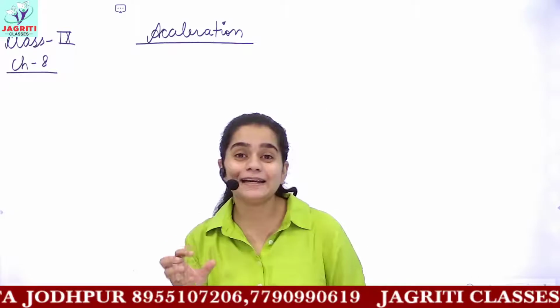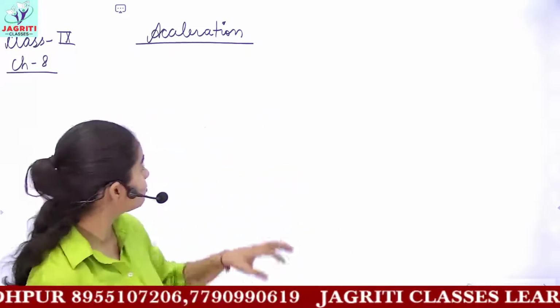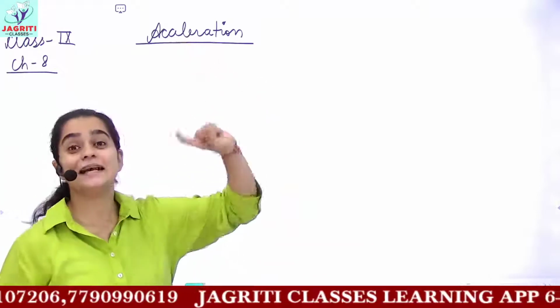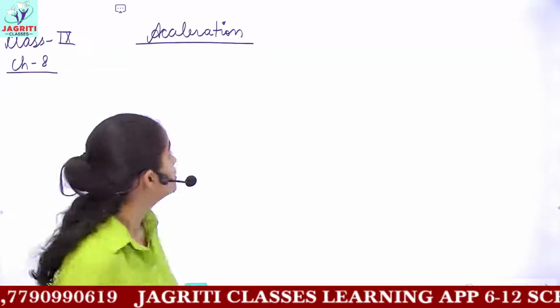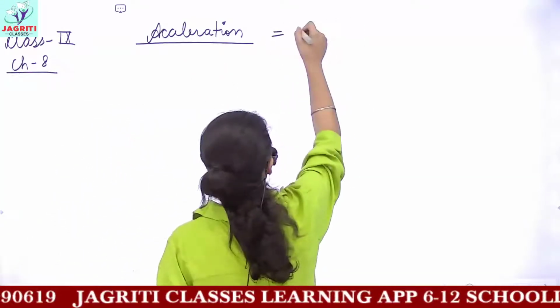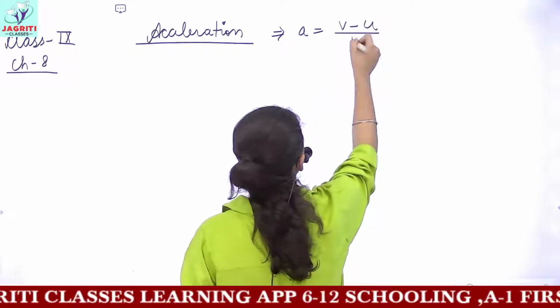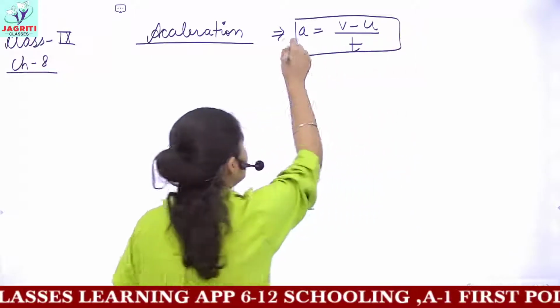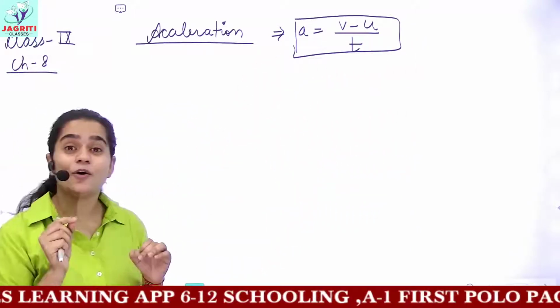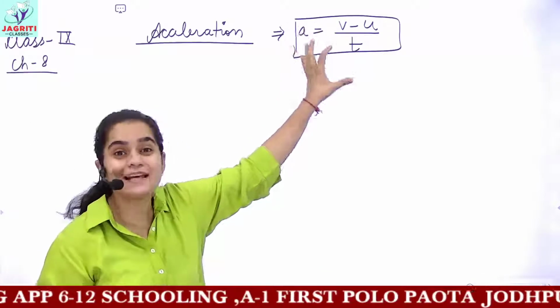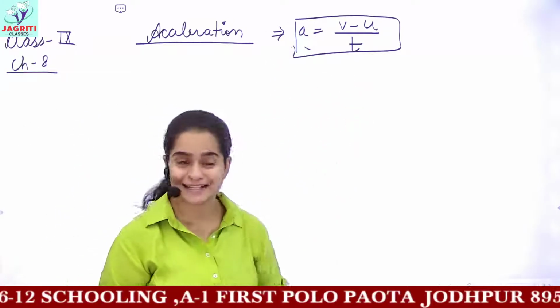And wherever you get the word rate, it means you have to divide it with time. Okay? So acceleration means rate of change of velocity. So rate here means, if we are writing the formula, then you would get v minus u upon t. This was the formula for acceleration which we already derived. Okay, we saw how this formula we can make if we know the definition of acceleration.